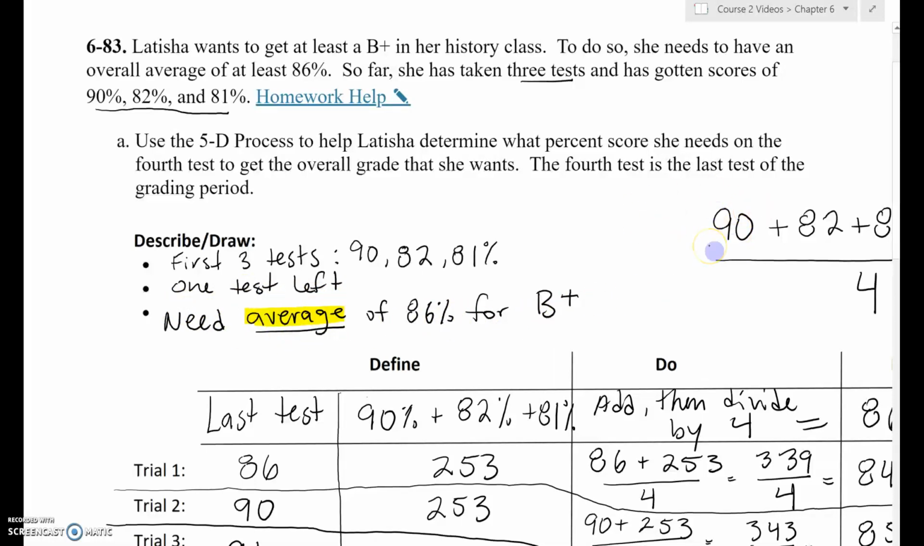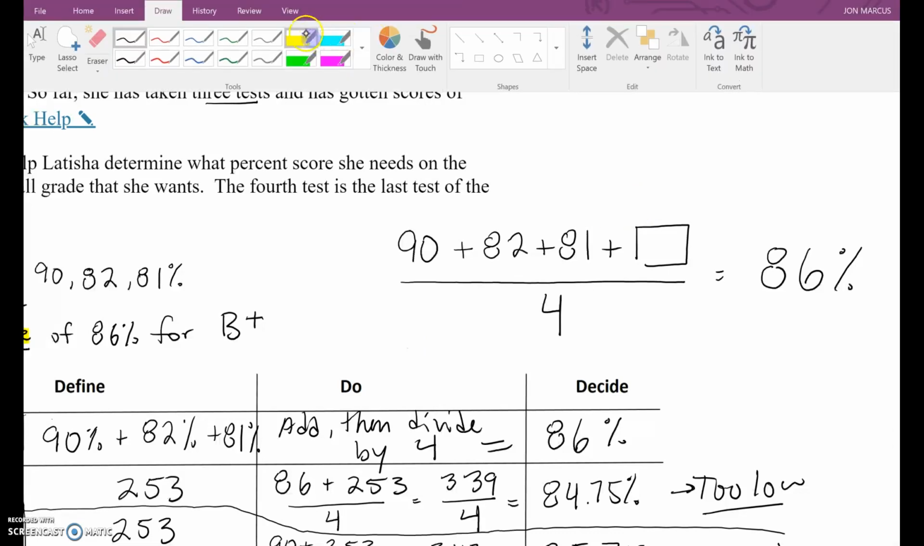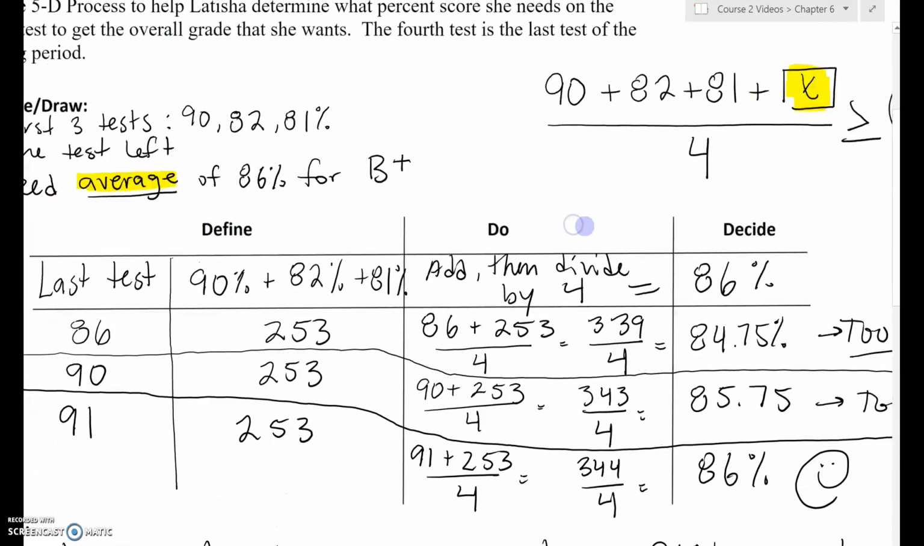So for my picture, I drew an expression of what needs to happen. If I add the 4 tests, and here's the one that we're solving for, the one that we don't know, and I add them all together and then divide by 4, that's how you find an average. I need that to be 86%. I already know what these ones are, and the one that we don't know yet, we can call it X or we can call it T. When we add all 4 up and divide by 4, we need it to be at least an 86%, because she can get higher than that. I'm sure she'd be fine with that.